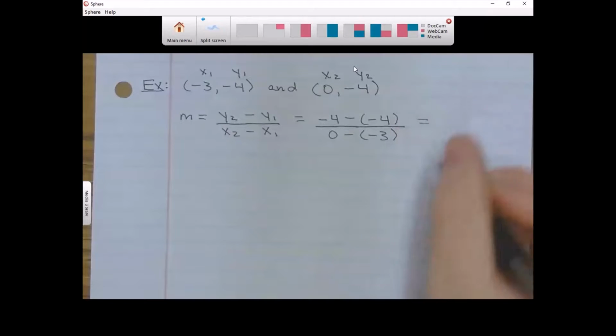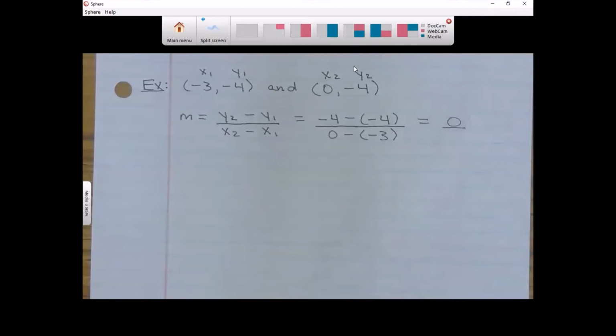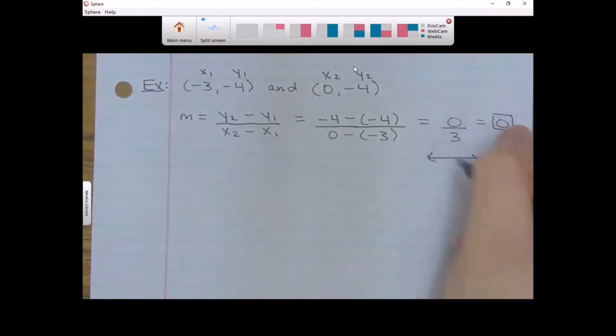So the top is actually going to give me -4 plus 4, which is 0. The bottom is going to give me 0 plus 3, which is 3. And then last but not least, I need to divide the two numbers. 0 divided by 3 is going to give me 0. So that's going to be the slope. Now, if you remember from the slope formula, 0 means that the line is going to be completely flat. So the line is going to be completely horizontal when the slope is 0.